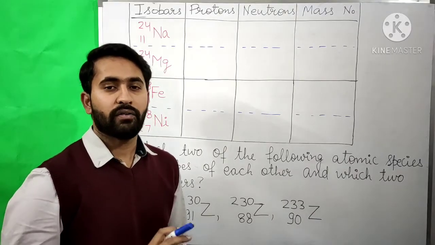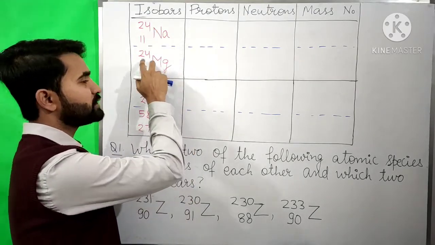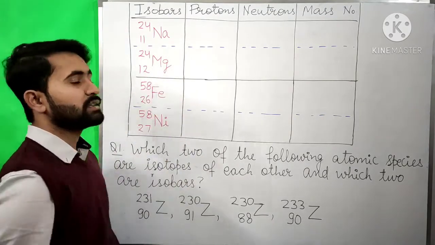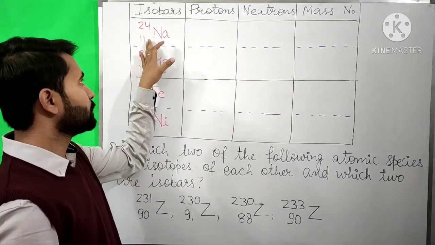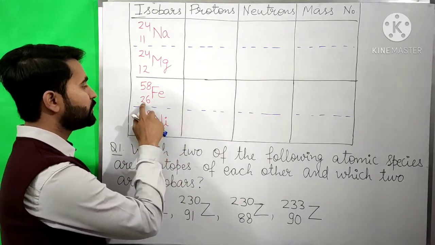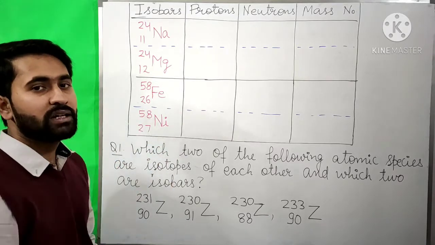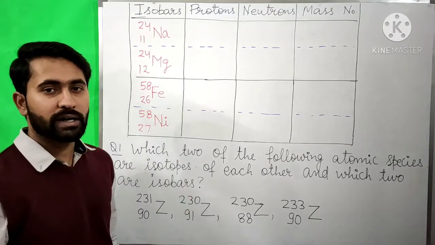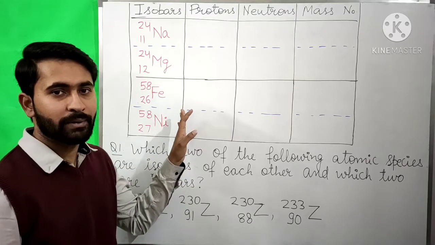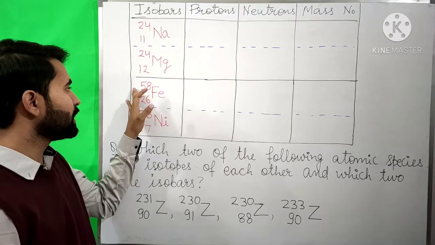Another pair of isobars is 11Na24 and 12Mg24. This is a pair of isobars. We can see here they have different atomic numbers but the same mass number. And another pair is 26Fe58 and 27Ni58. They both are also a pair of isobars, since we can see here they are the atoms of different elements which have different atomic numbers and the same mass number.